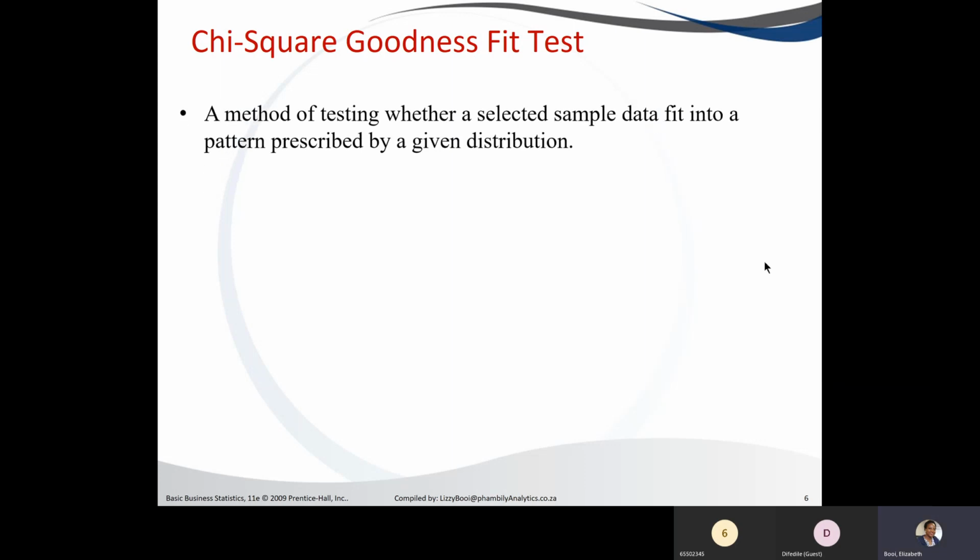A goodness of fit test is a method of testing whether the selected sample fits a certain pattern or a certain distribution. So for example, you have the prices of rice in a store and you want to see if the prices every month fit a certain distribution. So you will take the price of rice and run the hypothesis testing.